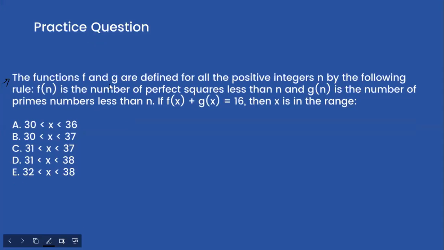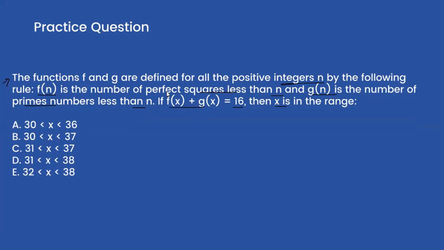The functions f and g are defined for all the positive integers n by the following rule. F(n) is the number of the perfect squares less than n, and G(n) is the number of the prime numbers less than n. If f(x) plus g(x) is equal to 16, then x is in the range, and 5 options are there with you. Now, let's understand in depth.